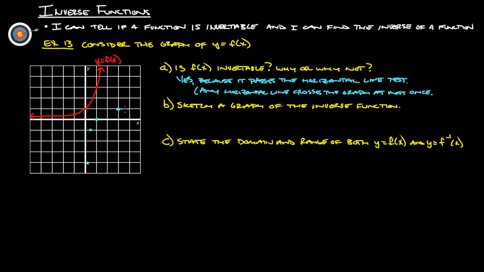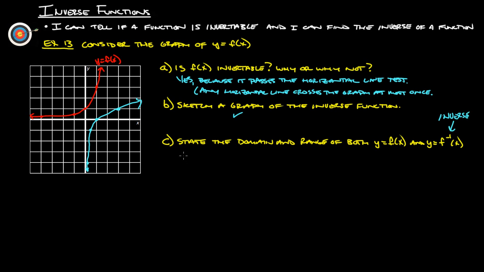Okay, so now we're just going to sketch our graph here. Oops. Sorry, this is a little trickier. There we go. Looks something kind of like that. And again, if you picture the y equals x line right here, that's a nice little mirror image. Okay. And then last thing, state the domain and range of both y equals f of x and y equals f to the negative first of x. This here means inverse.